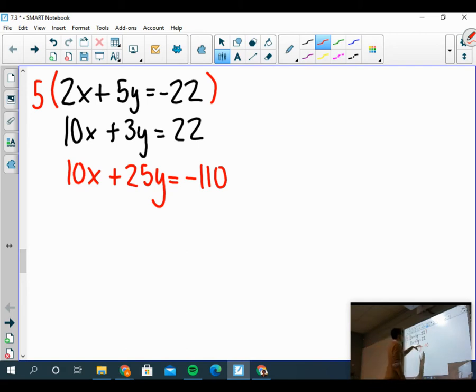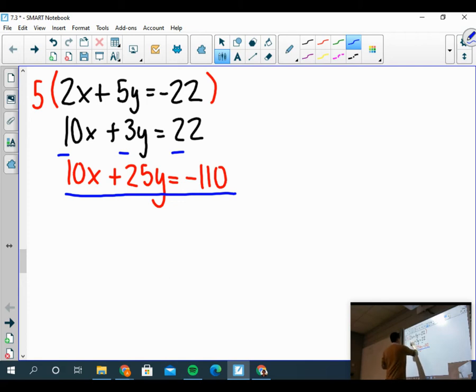10x plus 25y equals negative 110 is the exact same line as 2x plus 5y equals negative 22. Again, by doing this, I have not fundamentally changed the line, but I have changed how it appears, and now it's very clear I can get rid of the x variable by subtracting. And so now, just like we saw in part 1 of 7.3, I can eliminate one of the variables. So I subtract all the variables. I subtract the 10x plus 25y from 10x plus 3y. I subtract the left sides of the equations.